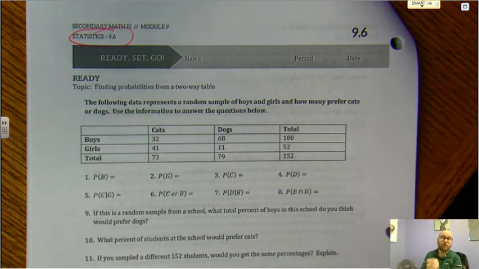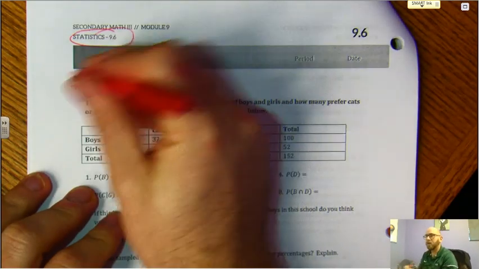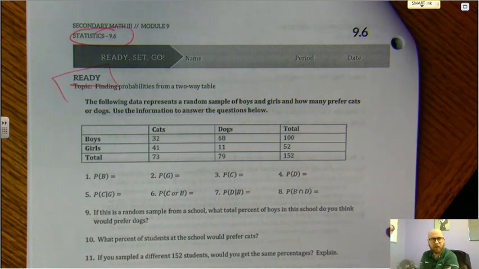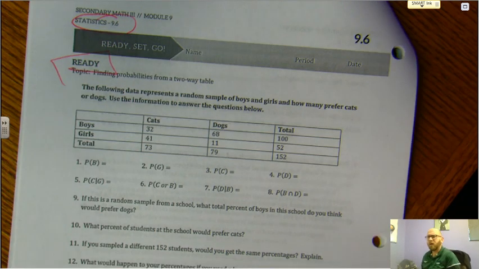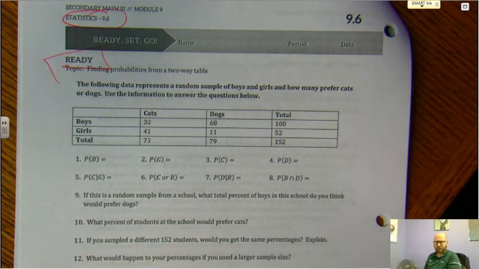Okay, the first thing that we're going to be doing in the ready section is a little bit of a review about the probabilities that come out of a two-way table. So I'll go over a couple of those things as a quick little refresher and let you go from there.